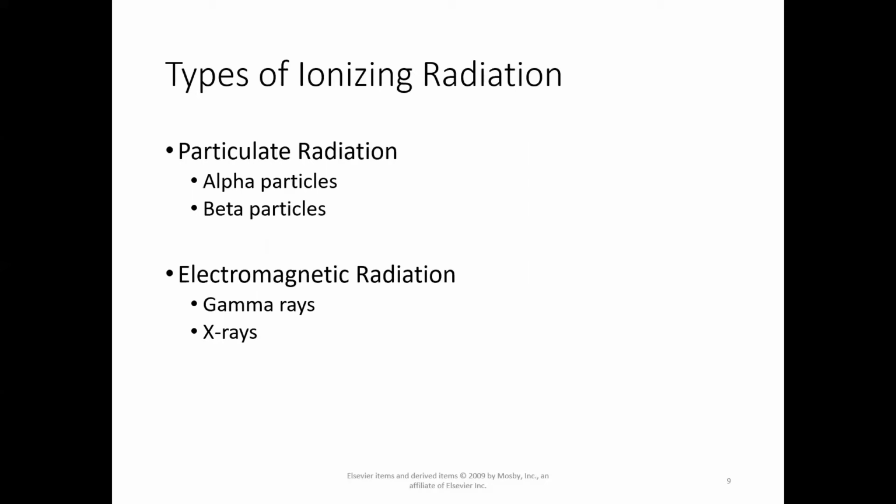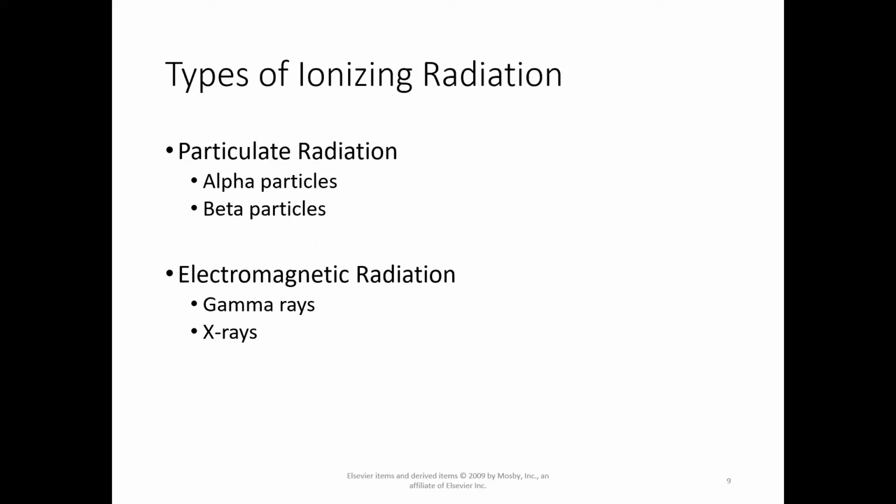Types of ionizing radiation. The type that I was talking about throughout the video here is electromagnetic radiation, which we mostly talk about as X-rays, but also consists of gamma rays and some sub-ionizing types of ultraviolet radiation that can still perform harm to the body.